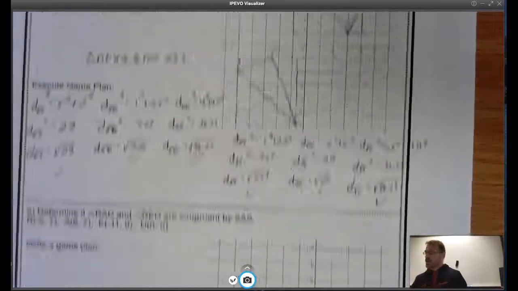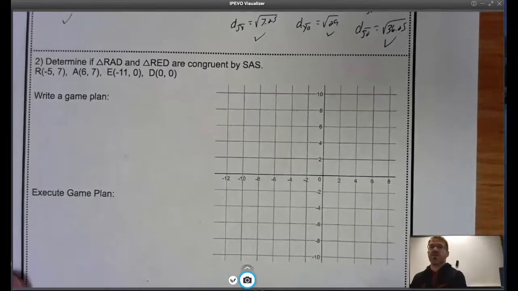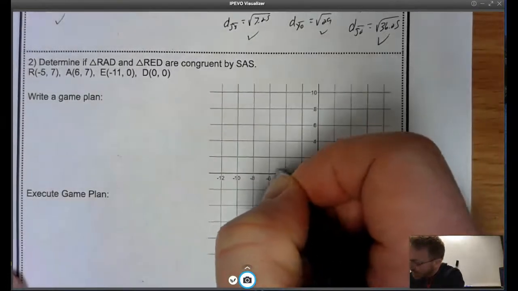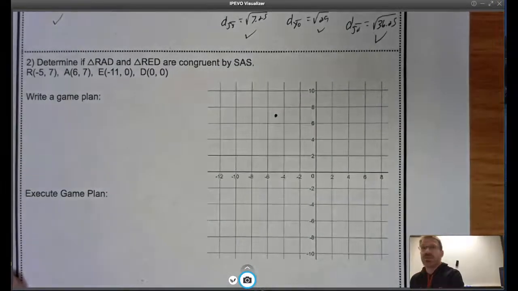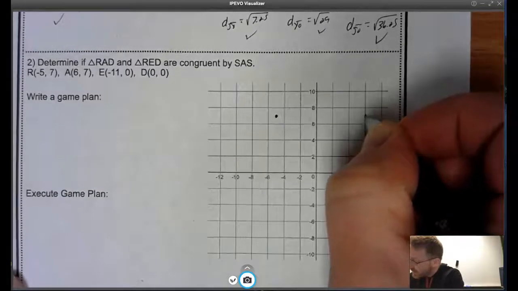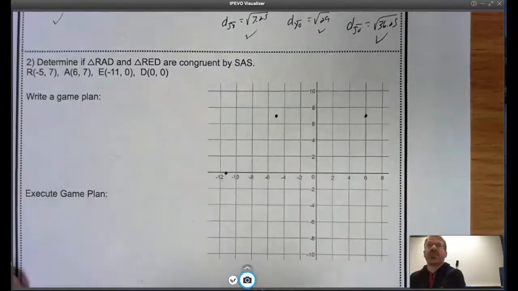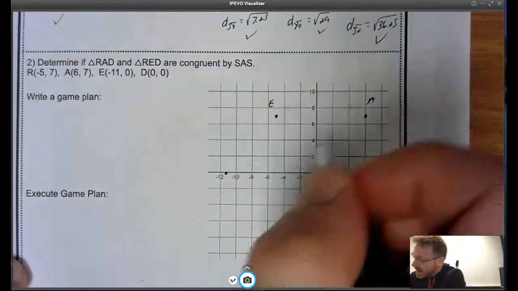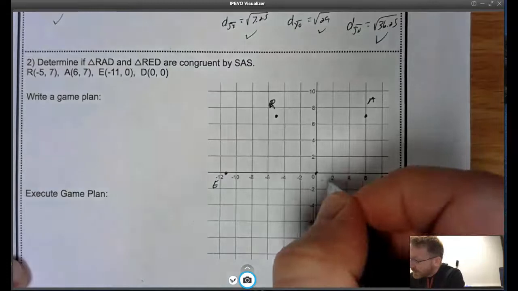All right, so just real quick, I'm not going to go through all of number 2 with you, but I'm going to set it up and then let's talk about it a little bit. So we have -5, 7, and once again, we're going by 2s on your scale, so make sure you pay attention to that. We have 6, 7, so 6, 7 would be right here. And then we have -11, 0, which would be right here. And we have 0, 0 right here. So that's A, oh no, this is R, excuse me. That's R, and this is E, and this is D.